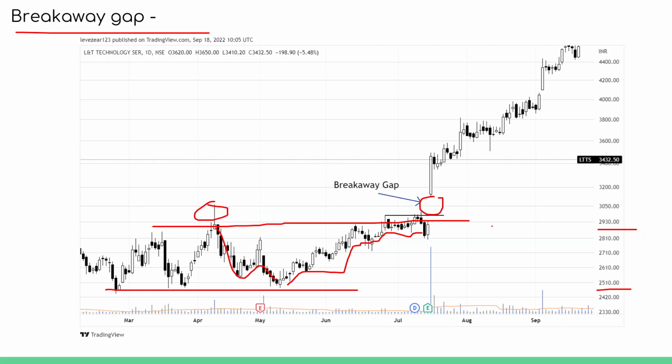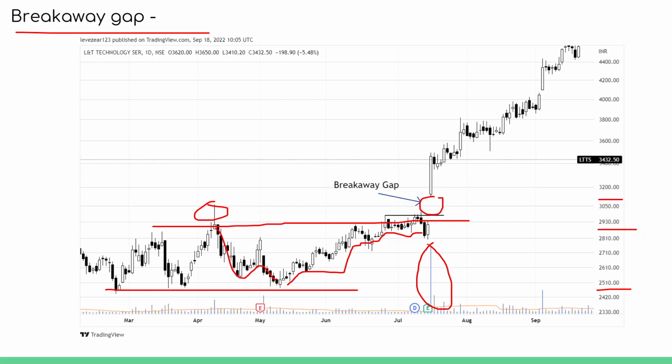Last time the price closed around 2930, and next day it opened above 3000 rupees. And look at the volume combined with the gap, indicating that there's very strong interest from the buyer side, that they are willing to pay the higher price. That is the simple psychology behind a gap.